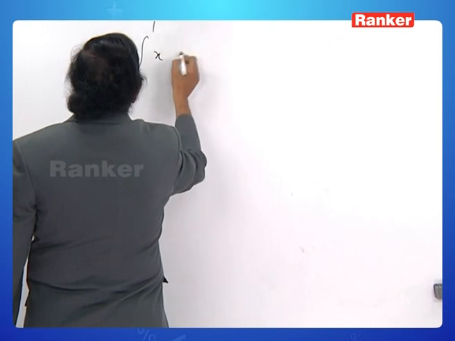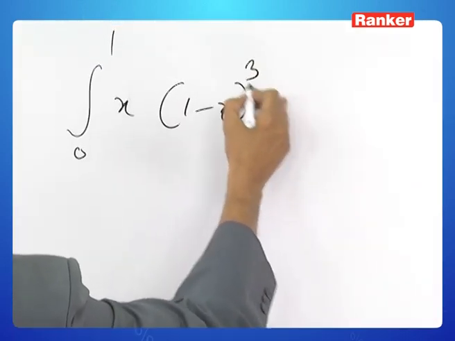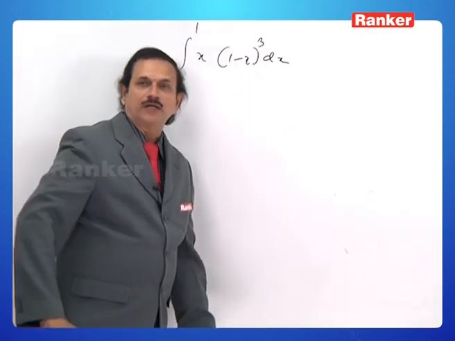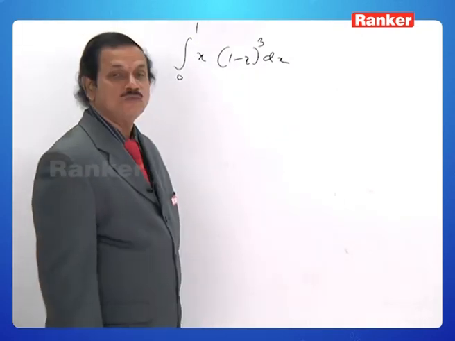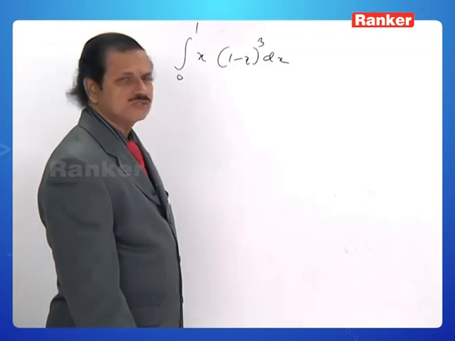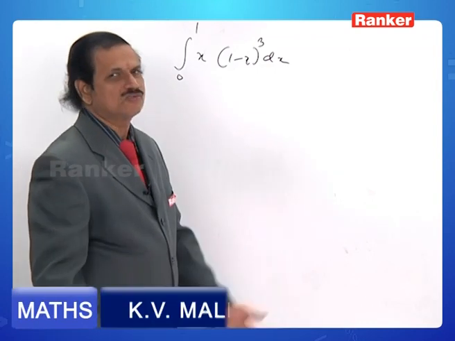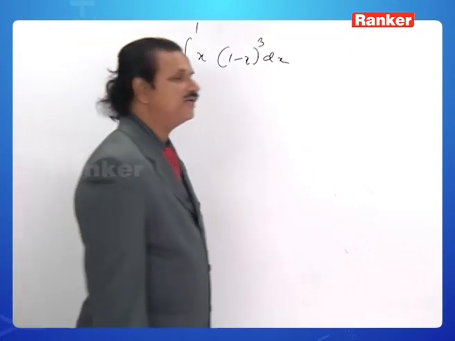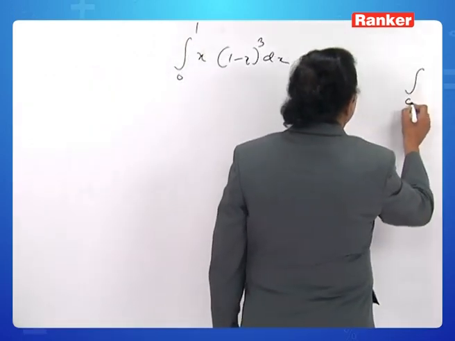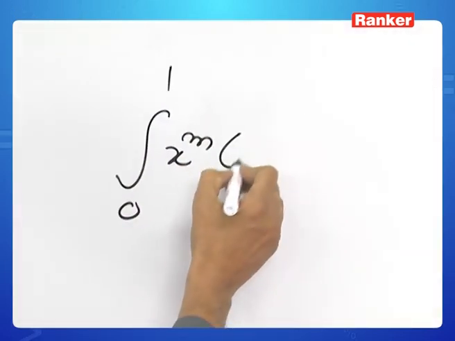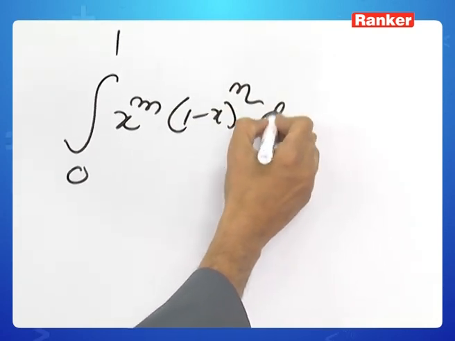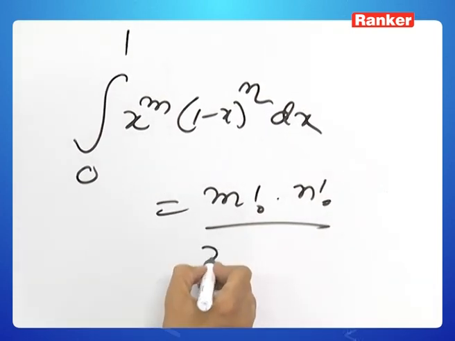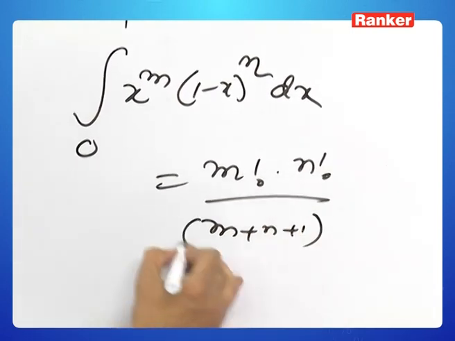The next problem before us is integral 0 to 1 x into 1 minus x whole cube dx. It is also a very simple question. No steps are needed. You can directly have the answer. The only thing that is required is you may have to recollect the formula: integral 0 to 1 x to the power of m into 1 minus x whole to the power of n dx is equal to m factorial into n factorial by m plus n plus 1 factorial.